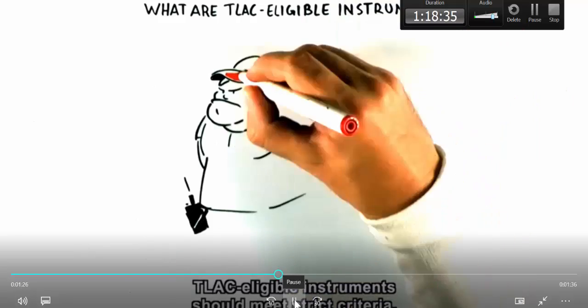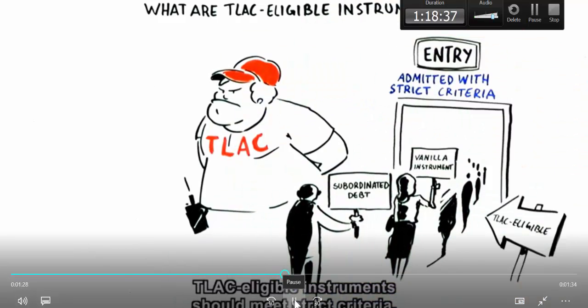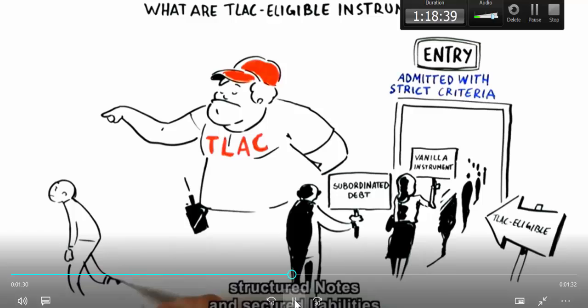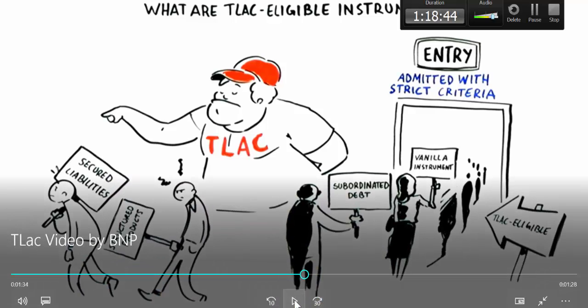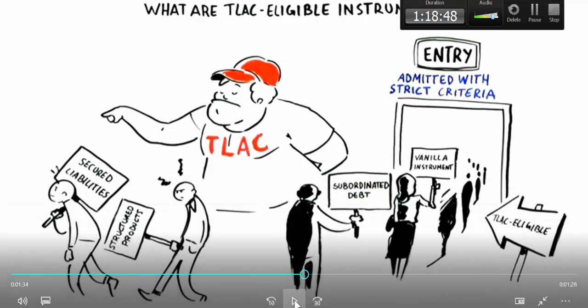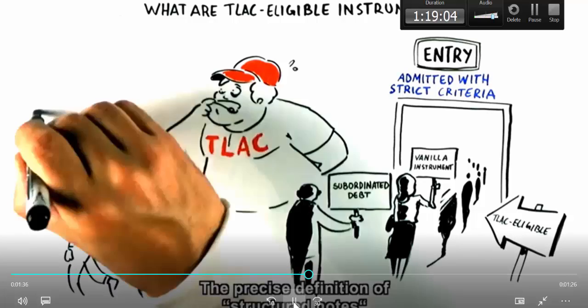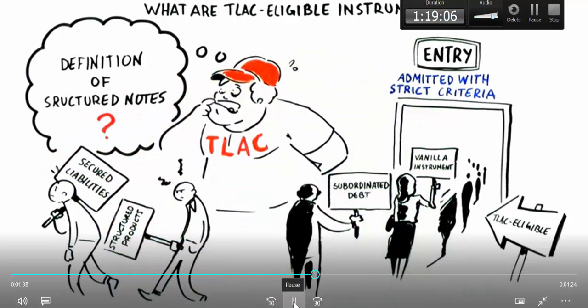Okay. TLAC-eligible instruments should meet strict criteria. In particular, structured notes and secured liabilities will be excluded liabilities. So not everything can be TLAC eligible. You have to make sure that the instruments you issue can take some losses without triggering a default, and obviously structured notes are not in that category. Okay? The precise definition of structured notes is still awaited.